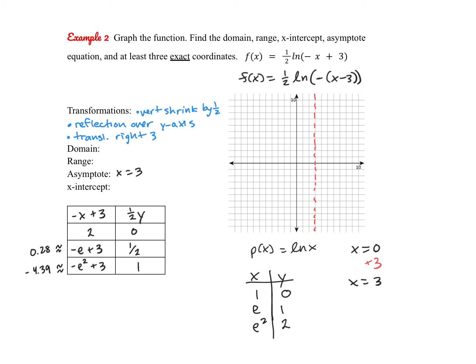And then we can plot the points that we have. So we have 2, 0, and then we have 0.28, 1/2. So again, you kind of just have to estimate for that one. Or change the scale of your graph, to make it a little easier, but either way is fine. And then we have negative 4.39, 1. So like this. And then knowing that our graph is going to follow along our asymptote, we can sketch in a graph that looks like this.